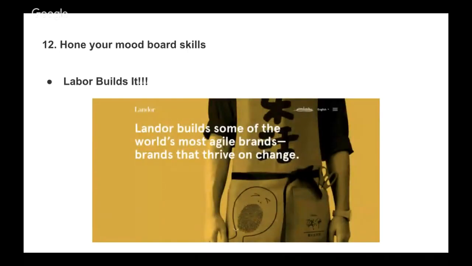Tip number 12. Hone your mood board skills. Employees at branding agency Lander Associates use a form of mood board to showcase themselves to other members of the team. Individuals put together 9 images in a 3x3-inch grid to give their work colleagues an insight into what they're like, their interests, passions, cares, and worries. If you ever want to test out your mood boarding skills, try this out and showcase it to your colleagues.